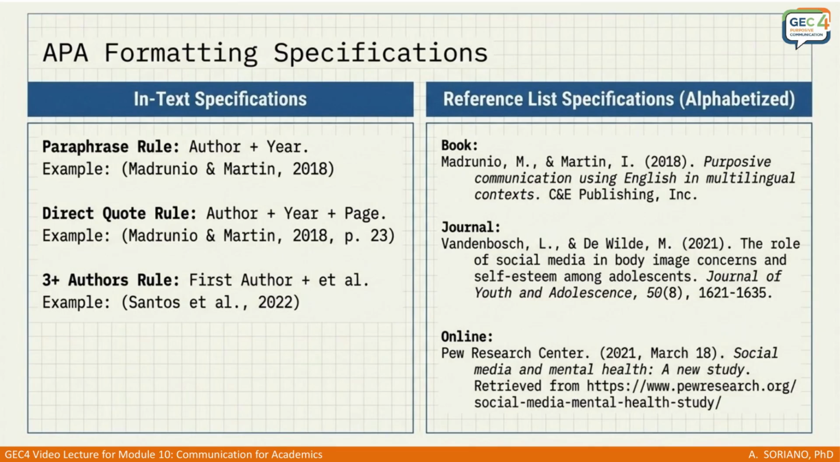In this course and in most social sciences, we use the APA, American Psychological Association, 7th edition format. Many students think APA is just a boring list of commas, periods, and italics, but it is much more than that. It is a system of intellectual honesty.